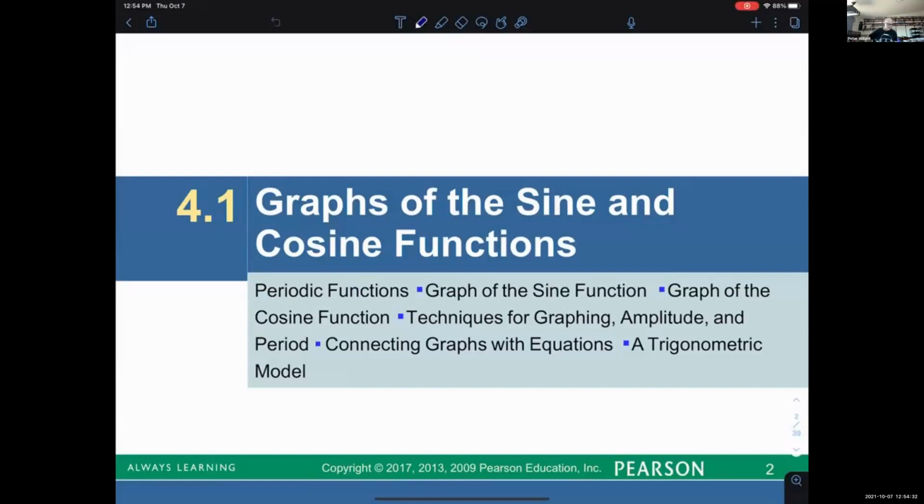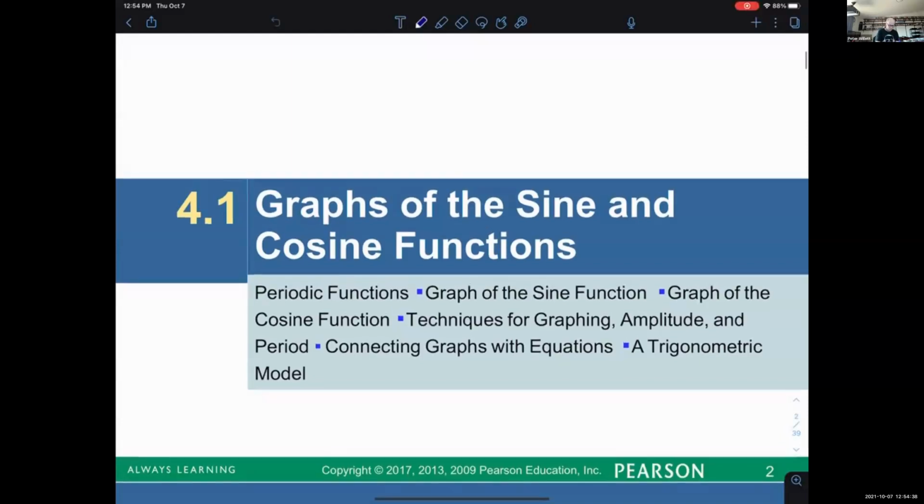So graphs of the sine and cosine. First, we're going to take note of the fact that these are periodic functions. And the graph of the sine function and the cosine function are very similar to each other. So we're going to look at those specifically. Then we're going to talk about techniques for graphing, things called amplitude, period. We have to define these things that help us talk about a graph.